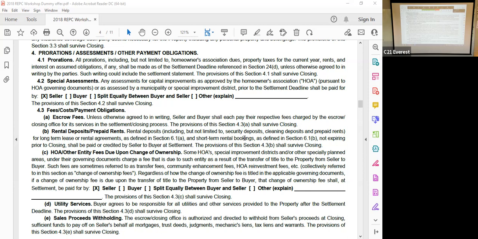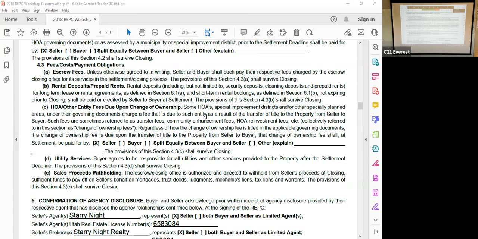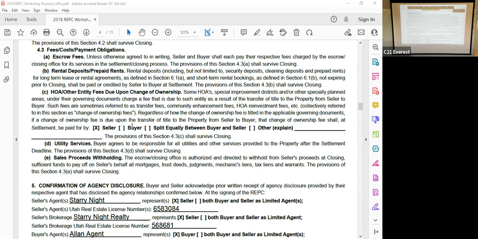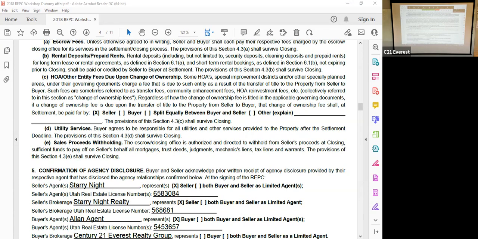All right, skipping down then here to section 4.3. Any concerns on that one? So if there's fees due upon the change of ownership, typically I'm going to say the seller is going to pay for it, but if it's a competitive situation, you might want to say we'll split it, or just the buyer will pay it.